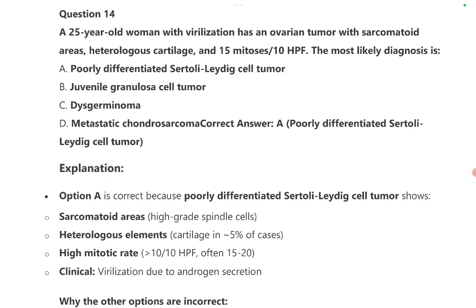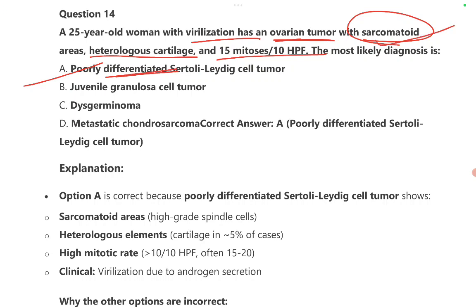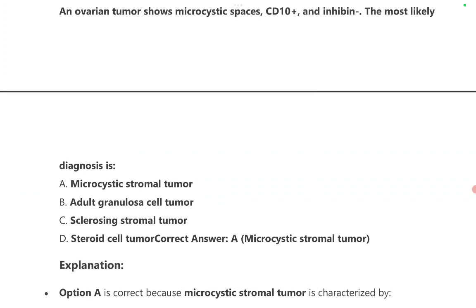A 25-year-old woman with virilization has an ovarian tumor with sarcomatoid areas, heterologous cartilage, and 15 per 10 high power field mitosis. Most likely diagnosis in this case would be poorly differentiated Sertoli cell tumor, because in this case we have sarcomatoid areas, and also in this case virilization can be seen. Other options are easily ruled out. So let's move on to the next question.